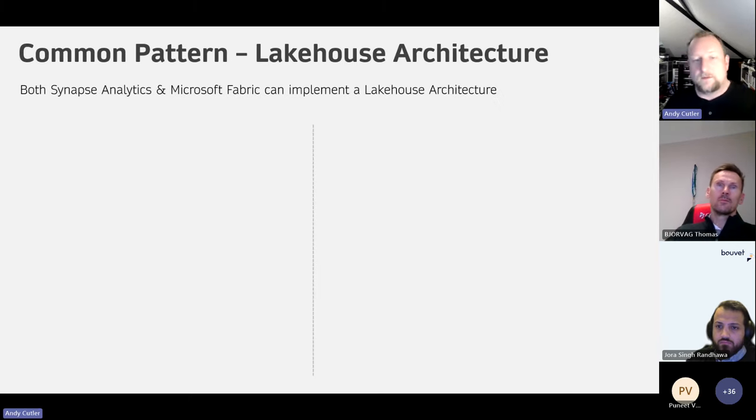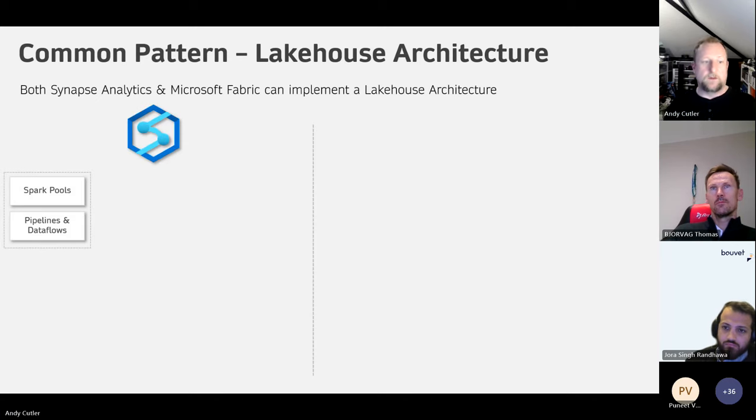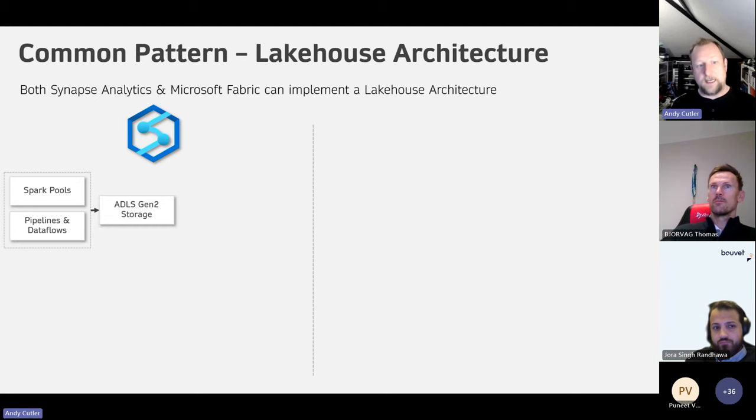So in terms of common patterns, I'm going to look at the lakehouse architecture. I'm going to dismiss dedicated SQL pools, which is the SQL-based large-scale data warehousing service. And we'll look at Synapse Analytics and Fabric in terms of the lakehouse architecture, because they're not hugely different. In the world of Synapse, we've got Spark pools, so we can run notebooks, write our PySpark, write our Scala to process the data, and use pipelines and data flows to sequence those notebooks, store that data in Azure Data Lake Gen 2 storage.